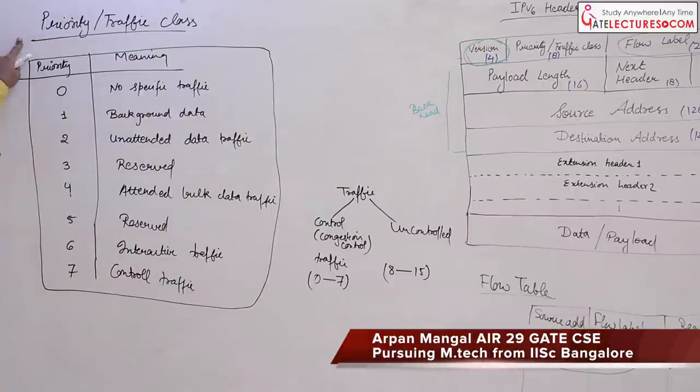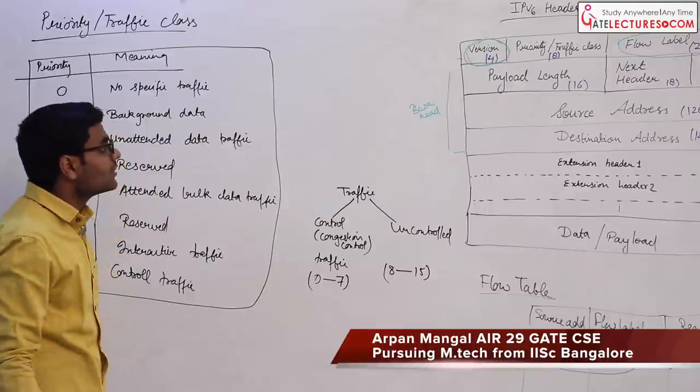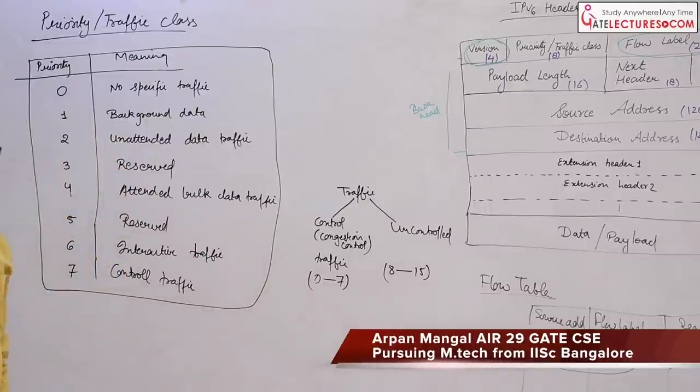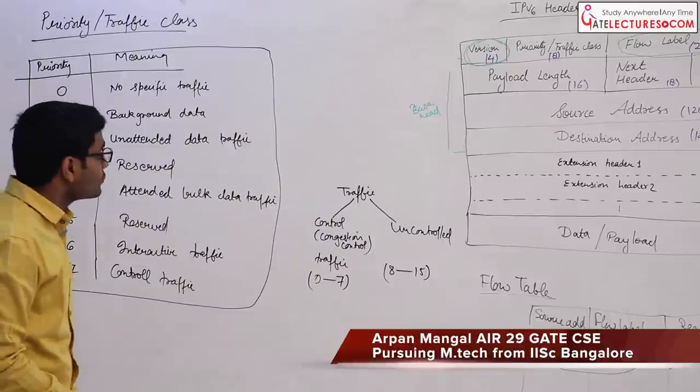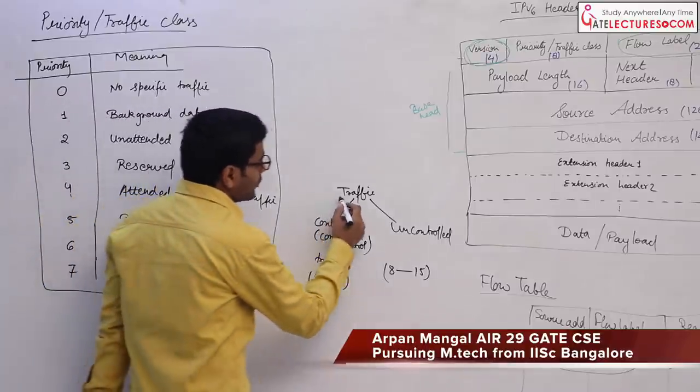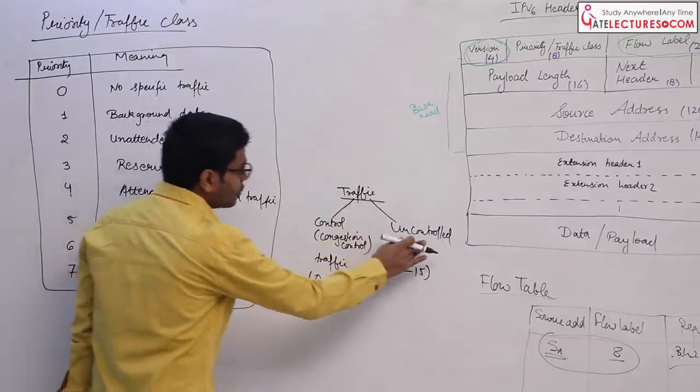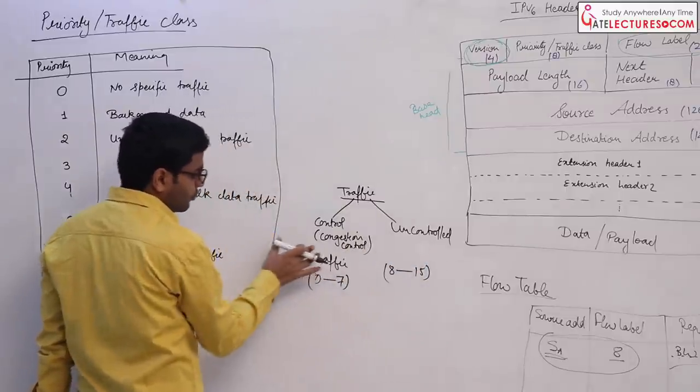Field or traffic class field. Why do we need this field? In case of congestion, the router has to decide which packet it can discard. Fine. So the traffic or the packet can be of two types, uncontrolled traffic or controlled traffic.